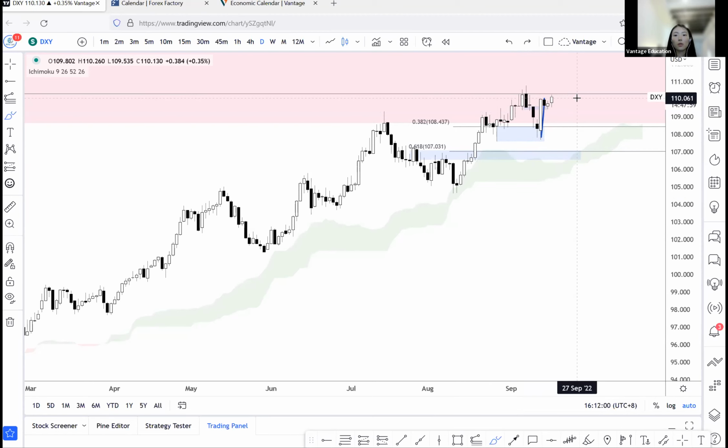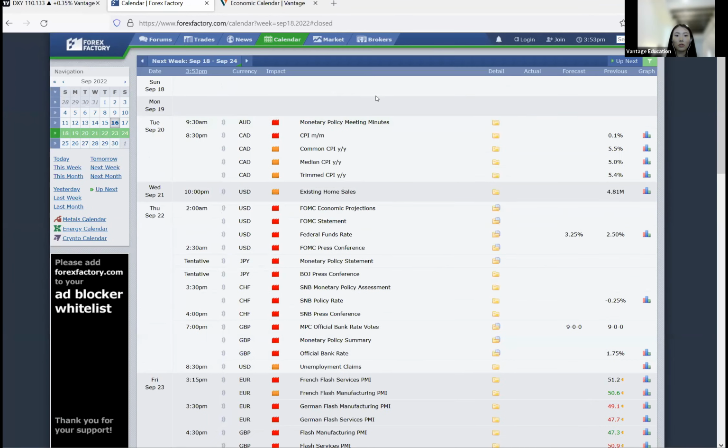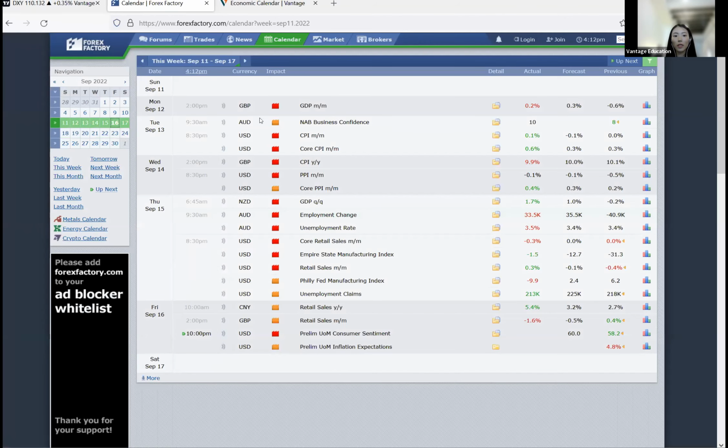And then the other one, it's also the retail sales data. So if we take a look at, let me just go on to the Forex Factory just to show you this, right? So on this week itself, we can see that there is a bunch of data that came out, right? And part of it on the dollar, it's this, right? So mainly on the retail sales. So August retail sales data, as well as the unemployment claims data.